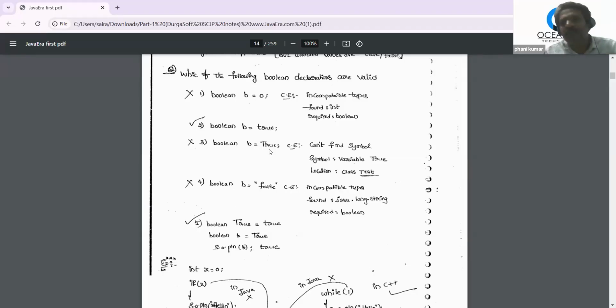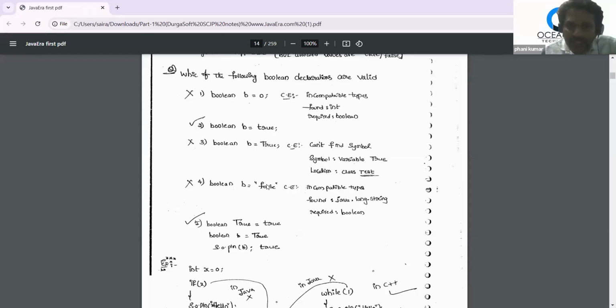So while we are assigning values, it's very important as a programmer, as a developer, that we should know the rules of the programming, and we should be very familiar with the rules of the programming. When we are assigning values to the data types, we should be very careful.